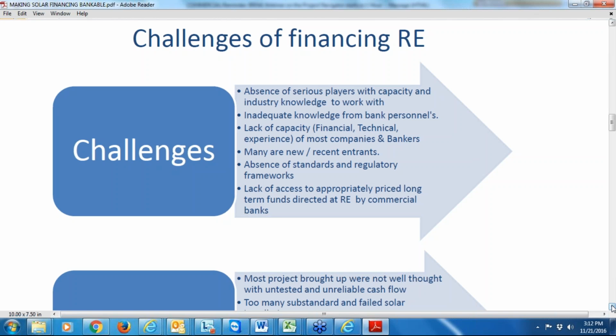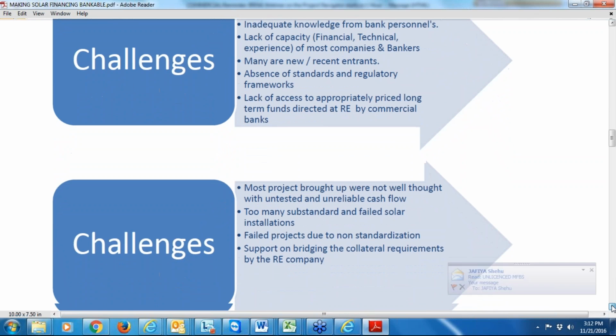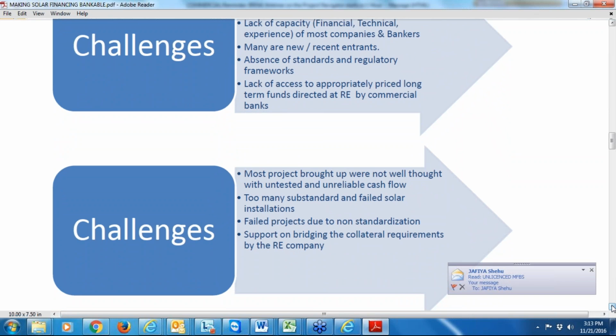If you want a bank to finance renewable energy from the balance sheet of the bank, you really need to have access to long-term finance. Now, absence of long-term finance could be a key issue. There's some funding out there that could be used along this area, which we will be able to also discuss as time goes on.